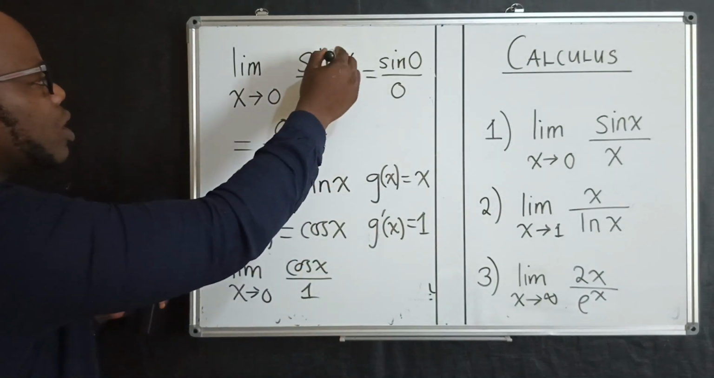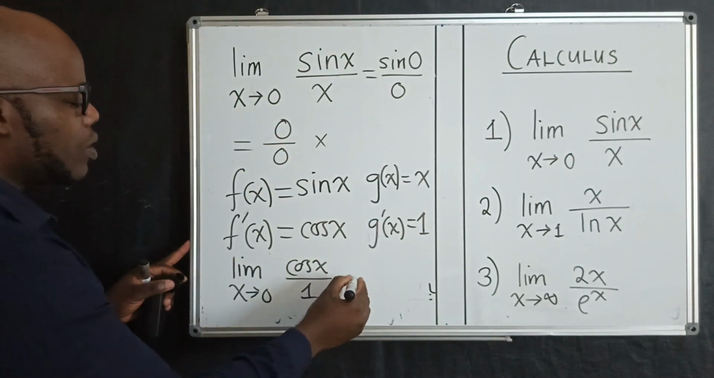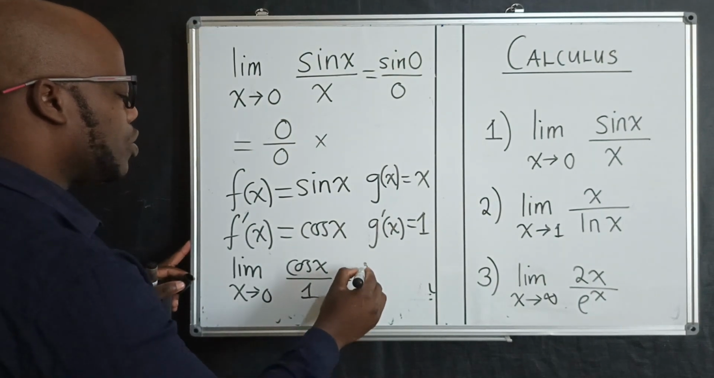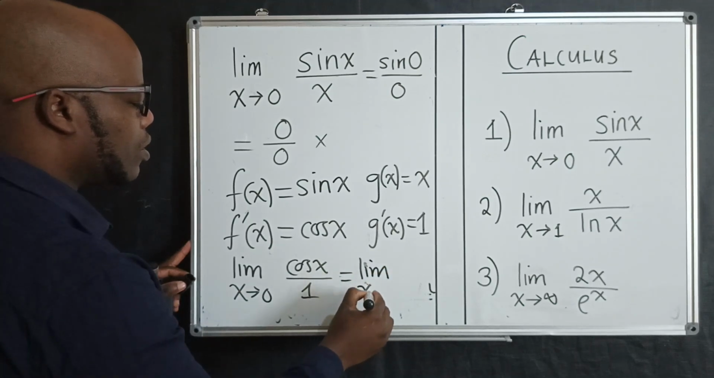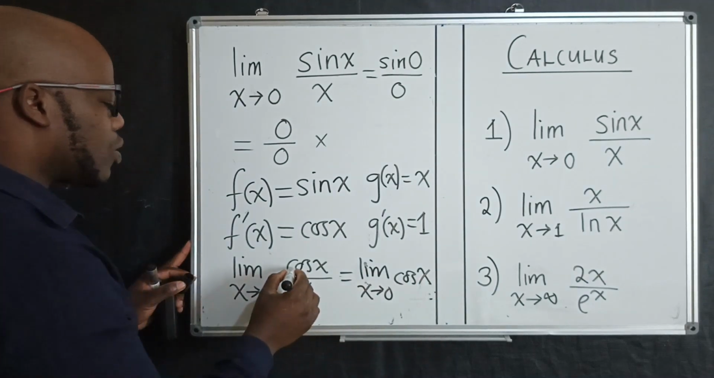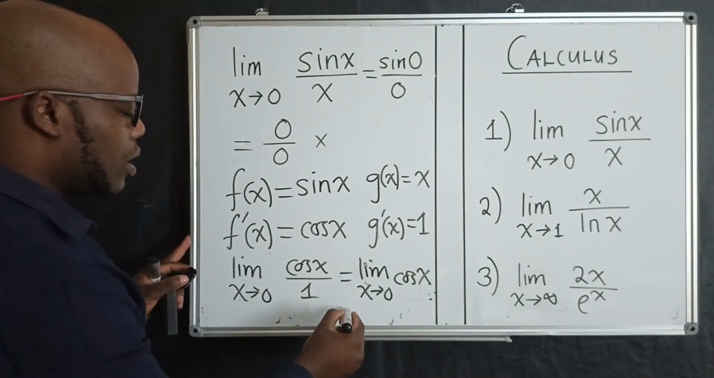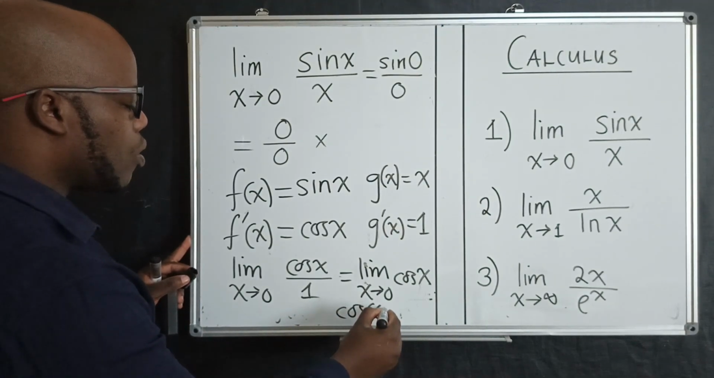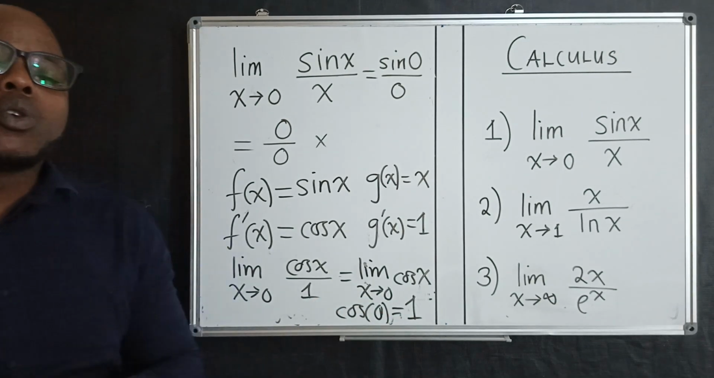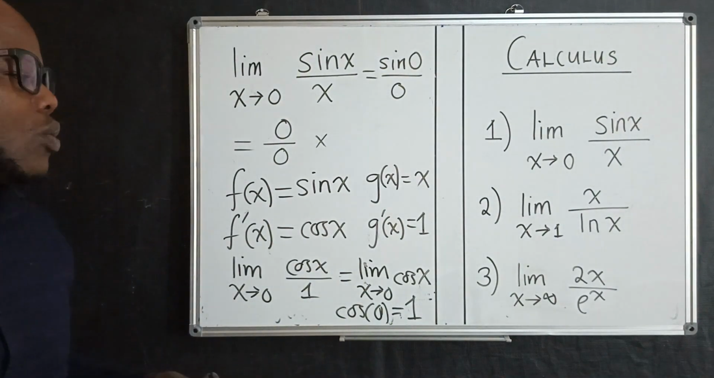So now it has changed. Where there was sine x, we write cos x. Where there was x, we put the derivative there. And this will just be equal to the limit as x approaches 0 of cos x, because 1 into cos x will just be cos x. Therefore, I can say cos 0 is equal to 1. So the value of cos 0 will simply be equal to 1. We now go to the next question, which is question 2.